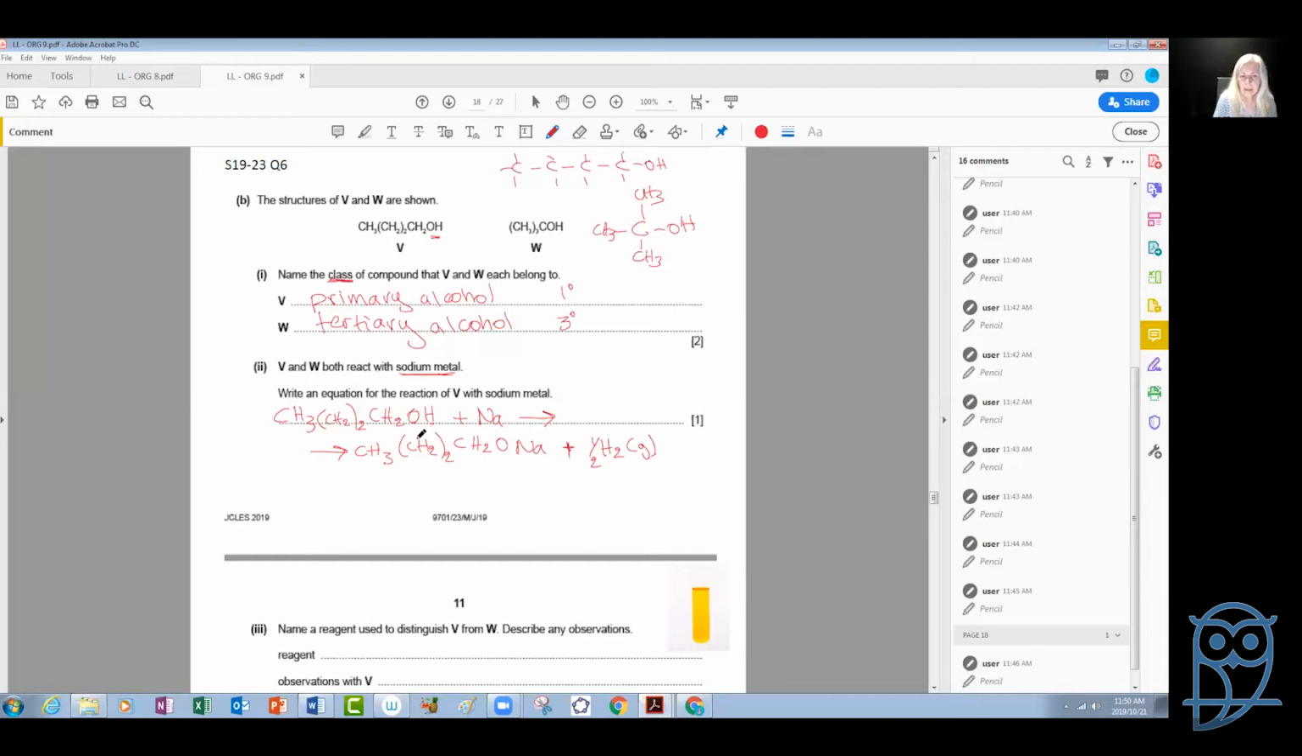And by the way, this is actually an ionic compound here, with the sodium being the positive ion, and all that is a negative ion. And this is what we need to write the equation of the reaction. We just need to show that we understand that it's the bond between oxygen and hydrogen from the hydroxyl group that is going to break, and the hydrogen is going to be replaced with the sodium metal, and the hydrogen will be produced as a gas. All right.